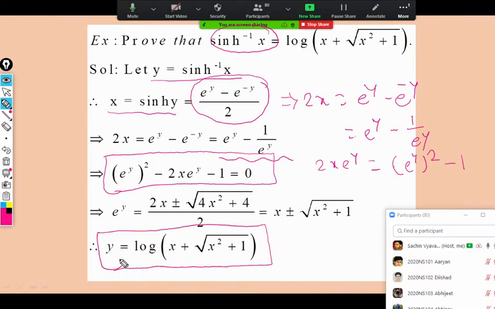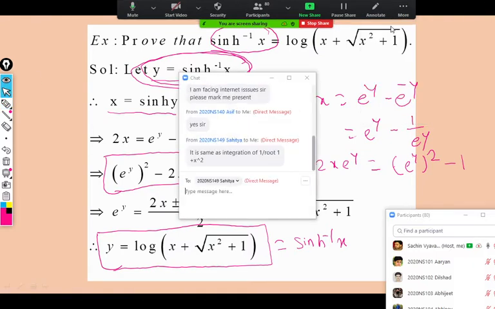And what is that y? y is sin h inverse x. We already assumed that y is sin h inverse x. So sin h inverse x is nothing but log of x plus root of x square plus 1. At the end, you just remember this formula. Yes, for inverse hyperbolic functions, you have to learn this formula by heart now.